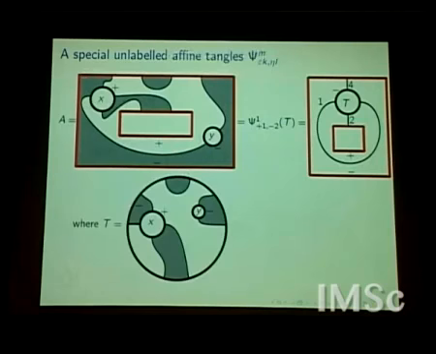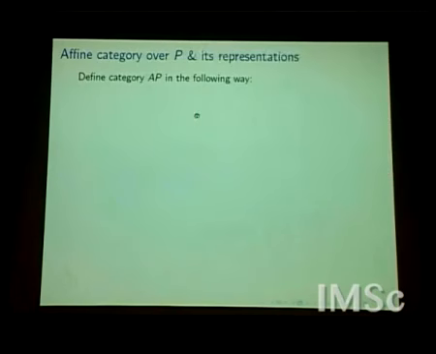Nevertheless, it is very important for us. So for example, the T here is basically this picture which you see. If you shrink this T and put it here, you will get exactly this affine tangle. Okay.